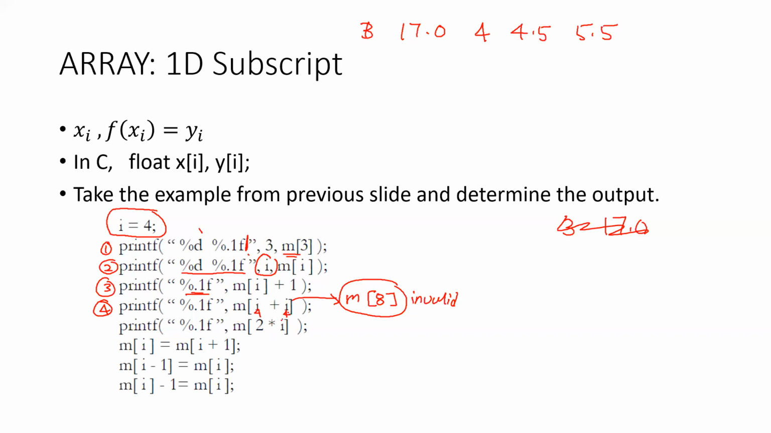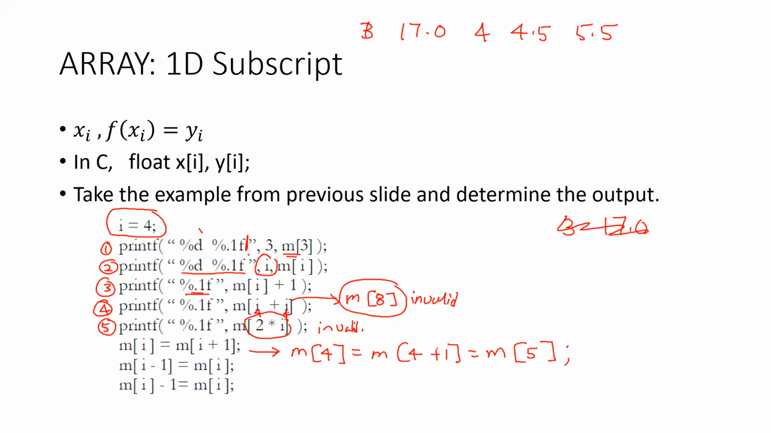Okay, yang ni pun sama juga, 2 kali 4 adalah 8. This is the same thing as invalid. So this is out of bound. Okay, let's see. M4 equals to M of I plus 1. Apa maksud dia kat sini? Maksudnya M of 4 sama dengan M of 4 plus 1, which is M5.